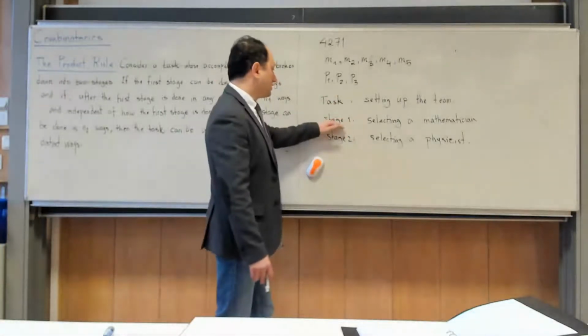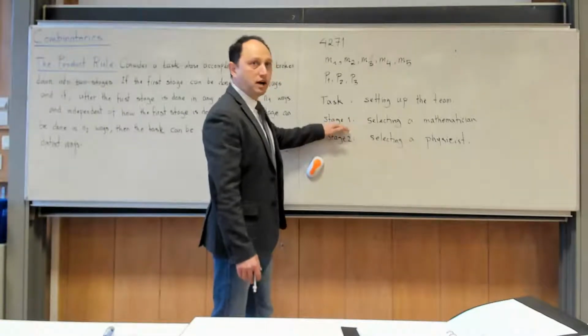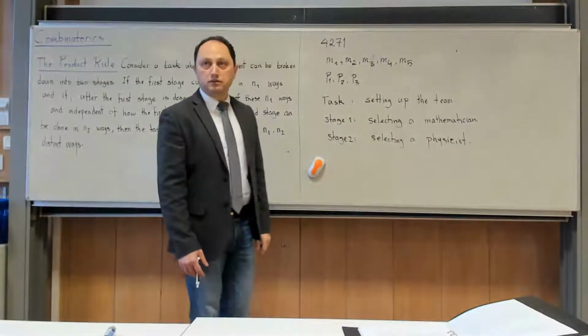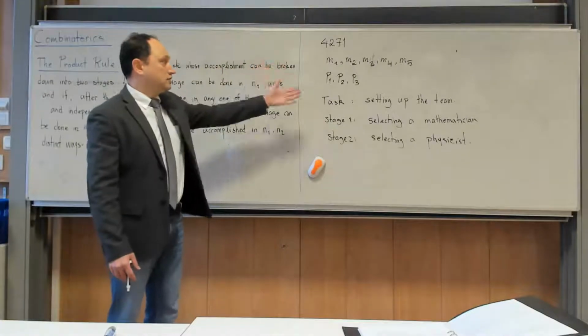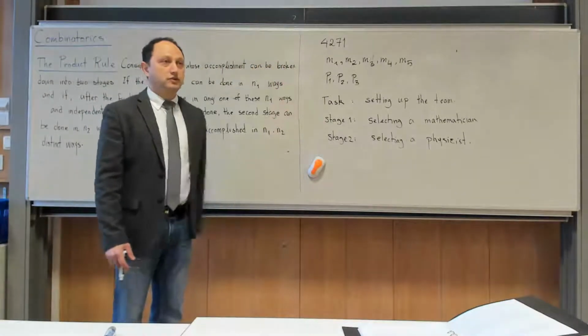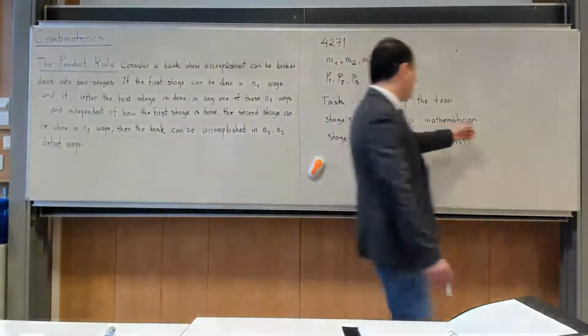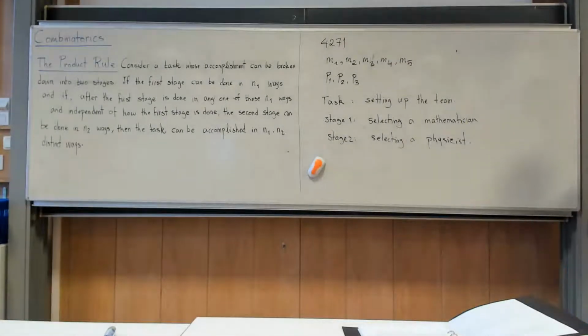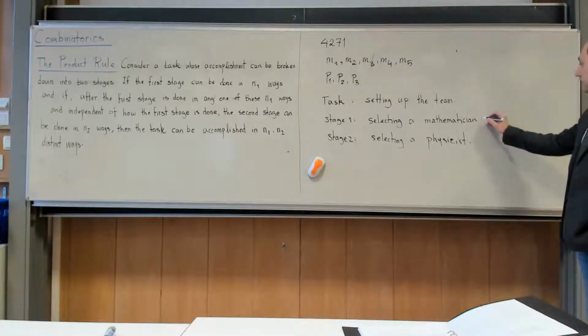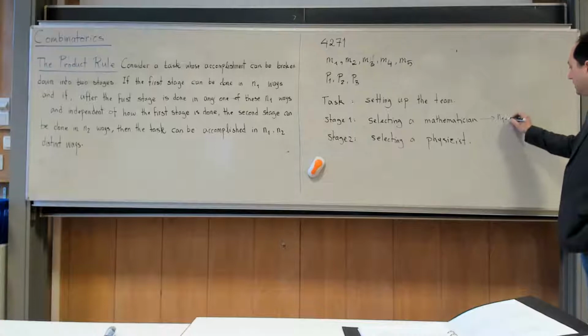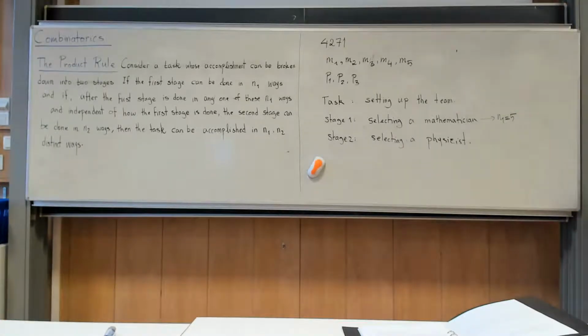Yes? And now I am asking you, in how many ways can I do the first stage under these conditions? 5 mathematicians are there and 3 physicists are there. So how many ways can I do the first stage? Yeah, just say something, it's very clear. 5. Yeah, 5. So this means that the first step can be accomplished in 5 different ways.